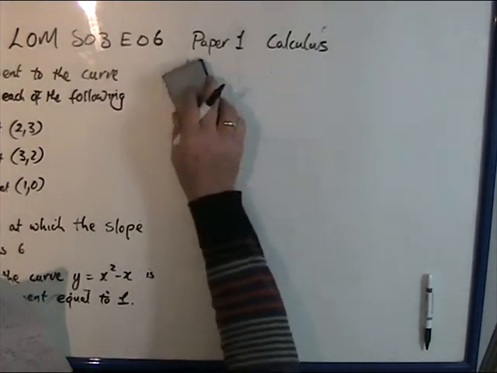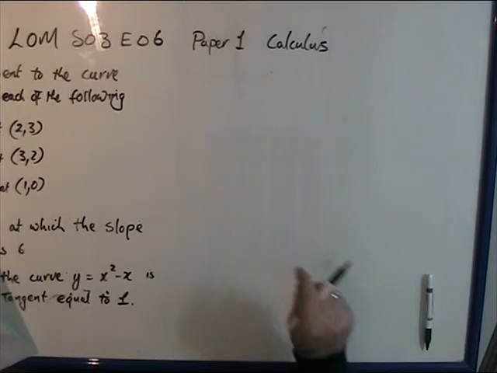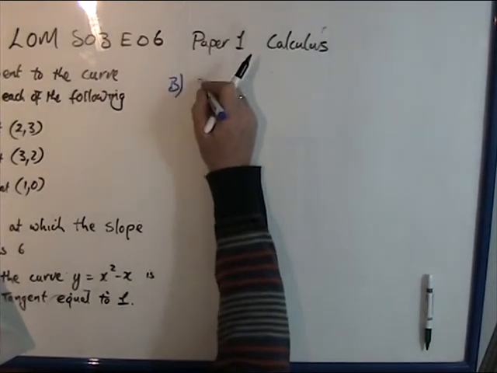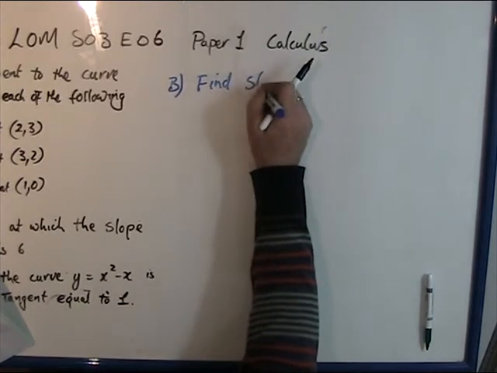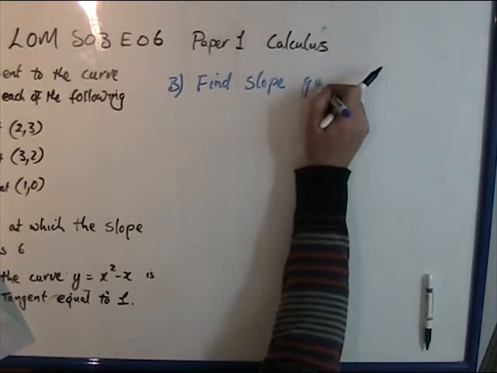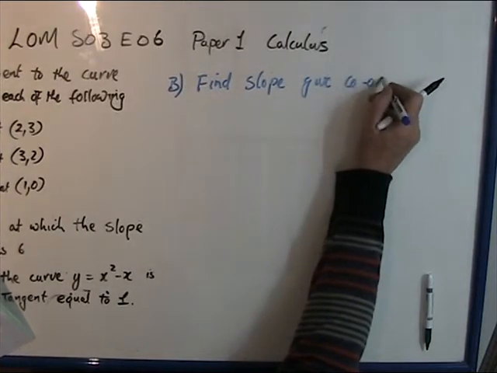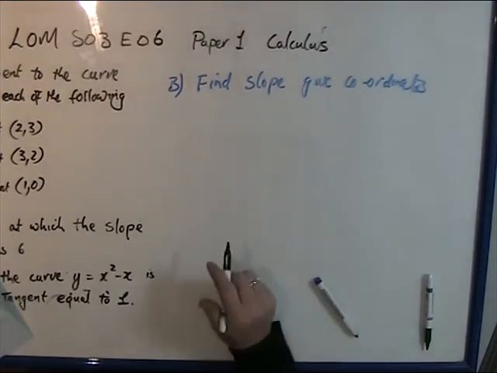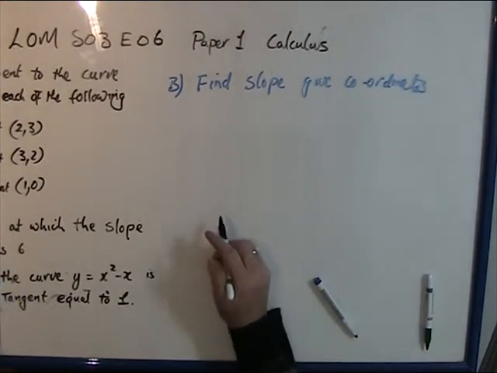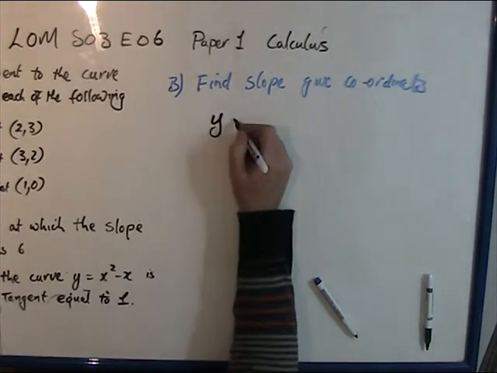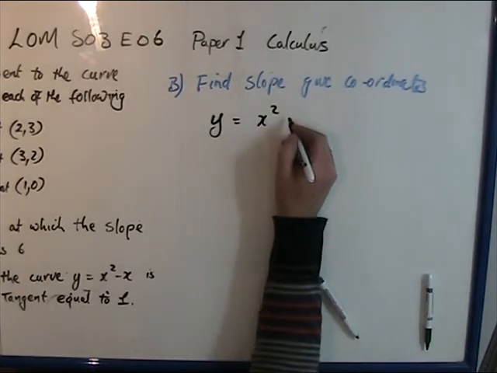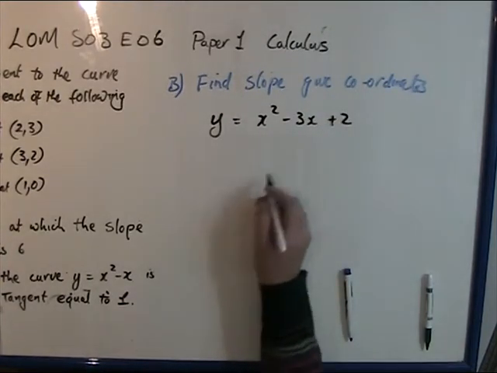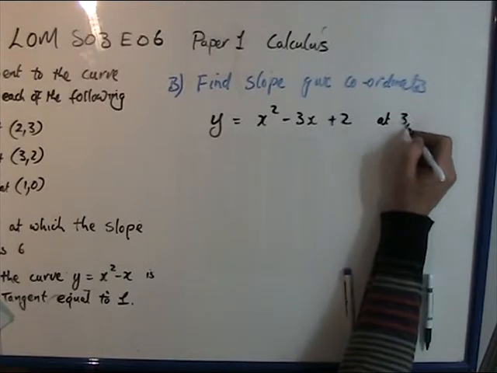Now finding the slope, part B. Find the slope given the coordinates. Find the slope on the curve y is equal to x squared minus 3x plus 2 at the point 3, 2.